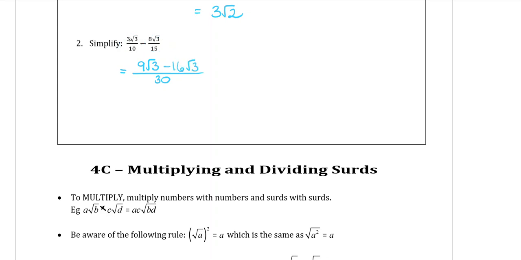Okay, now on the top of that fraction, we have like surds. 9 take away 16 is negative 7 root 3, and that will be all over 30.